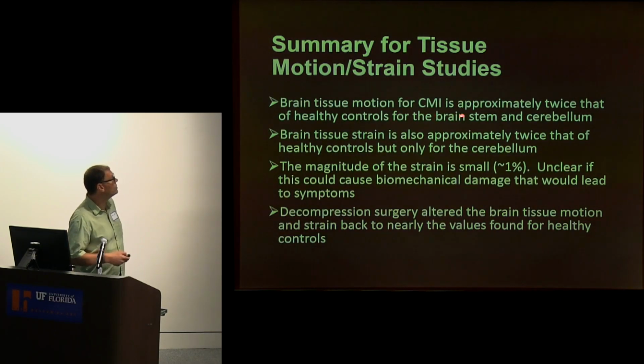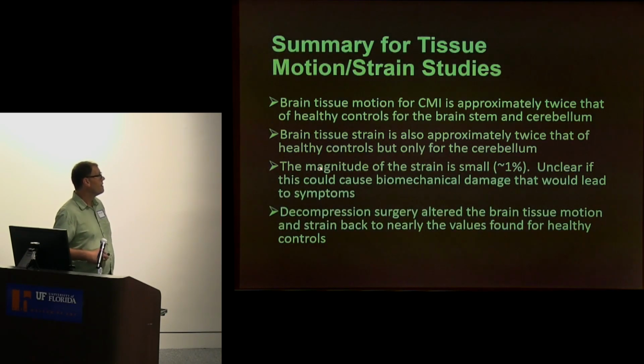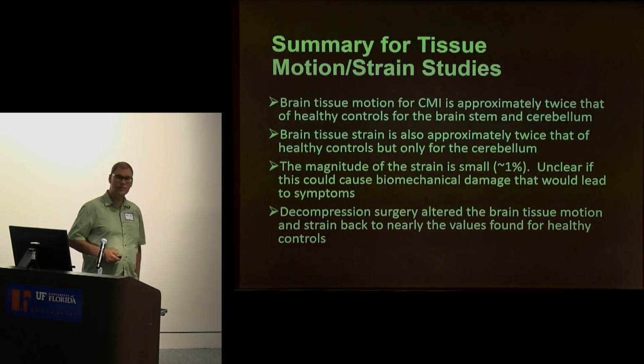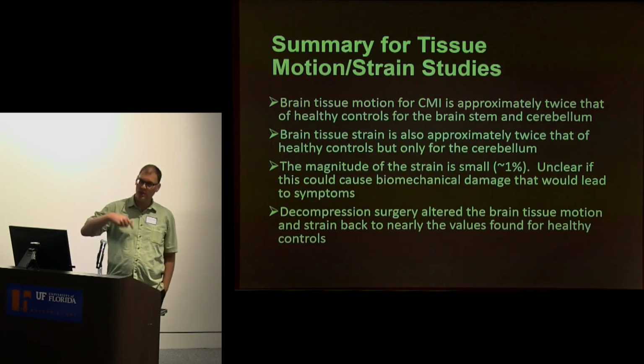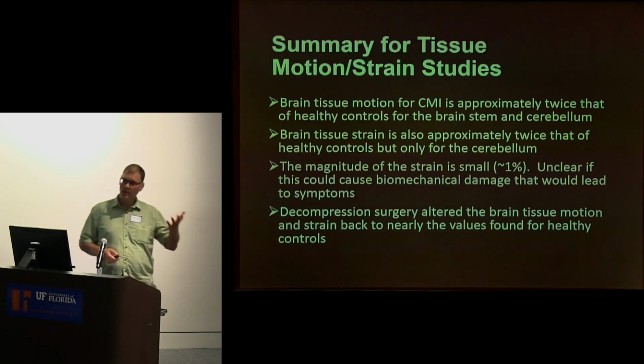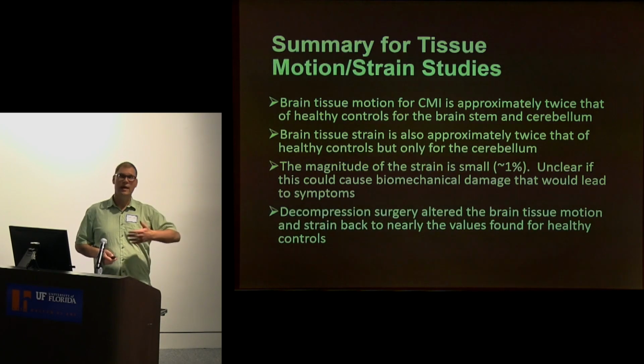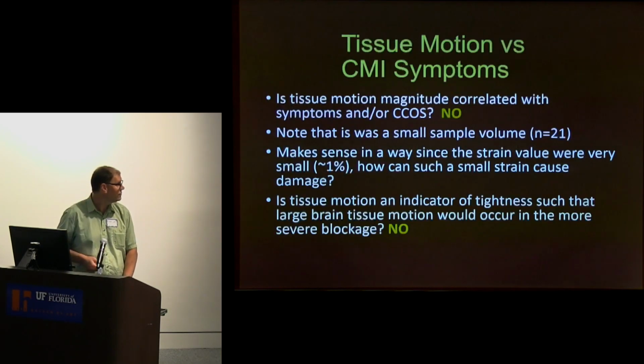So brain tissue motion is approximately twice that of healthy controls. Brain tissue strain is approximately twice that of healthy controls, but only for the cerebellum. The magnitude of the strain is small. Unclear if this would cause biomechanical damage that could lead to symptoms. Decompression surgery altered the brain motion and strain back to nearly those values. I didn't show those results, but in that other paper, we show that it comes back to it. But when we wrote that first paper of the post-surgery, we did the analysis with CCOS scores, and it was not correlated with the motion. In other words, you couldn't predict if the patient was going to do well or not.